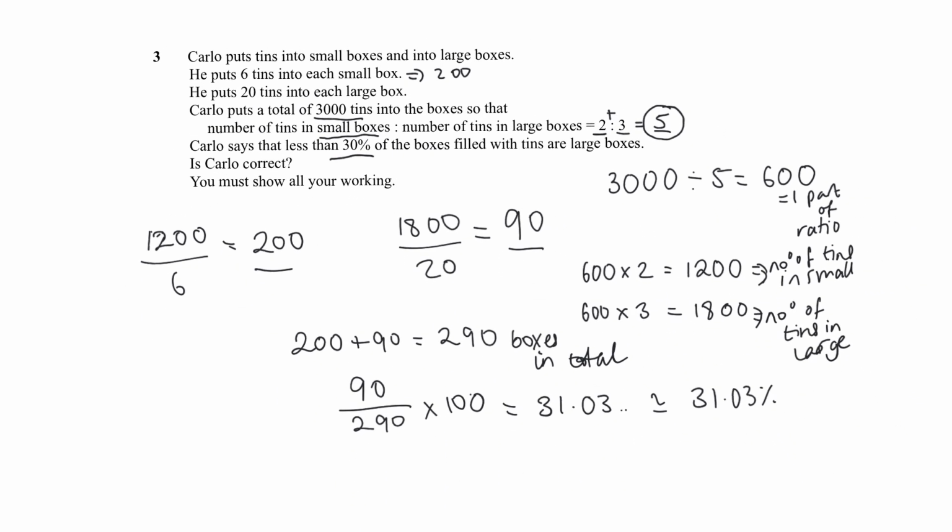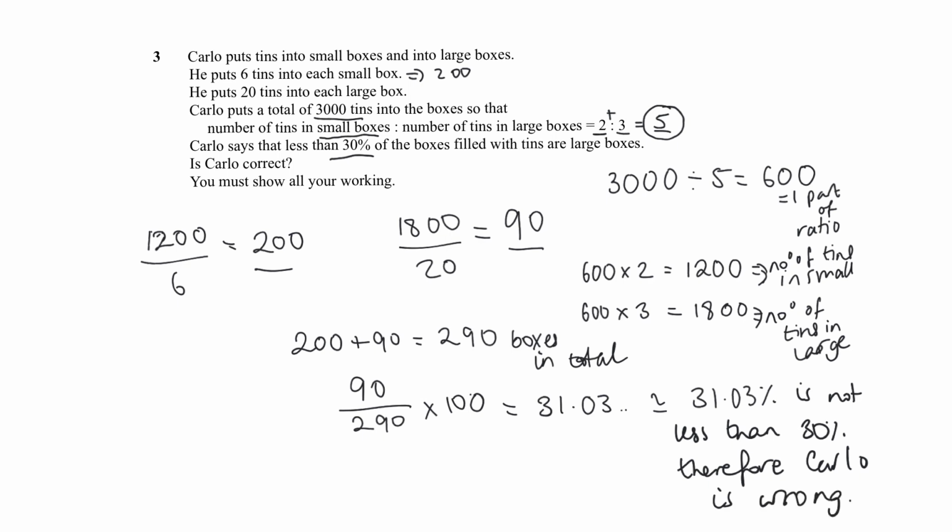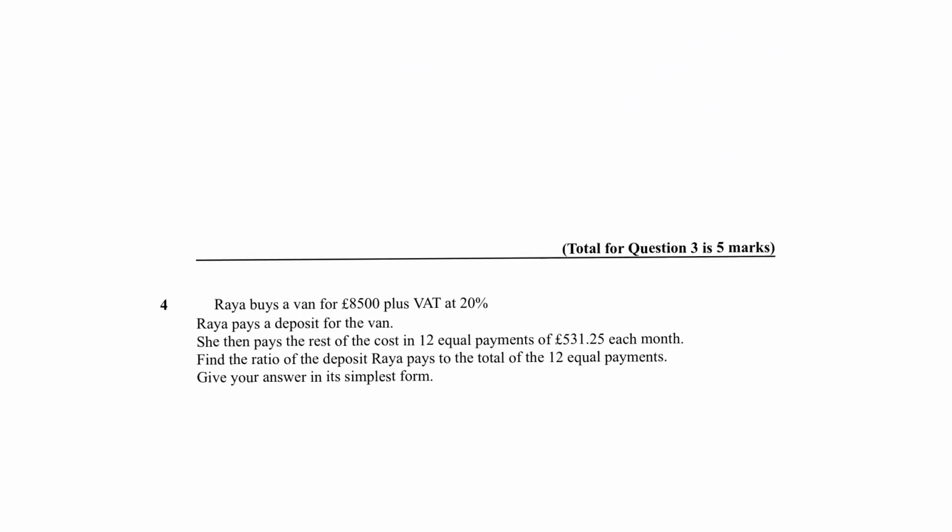31.03% is not less than 30. So it is not less than 30%. Therefore, Carlo is wrong. Okay, so moving on to question 4.